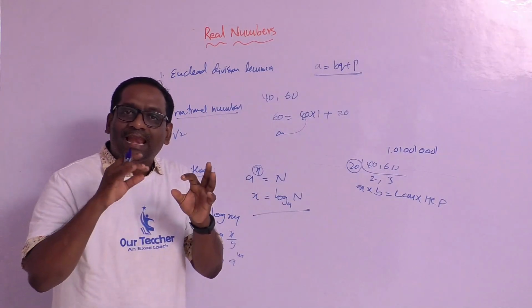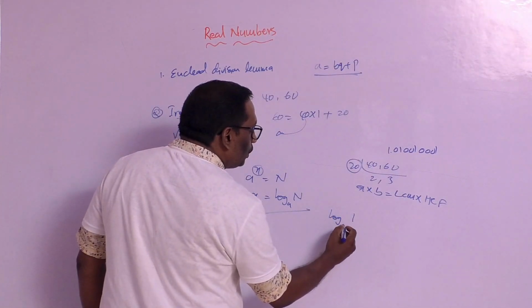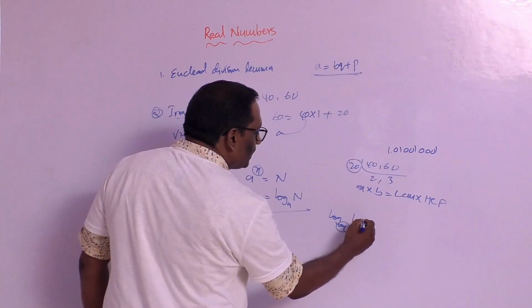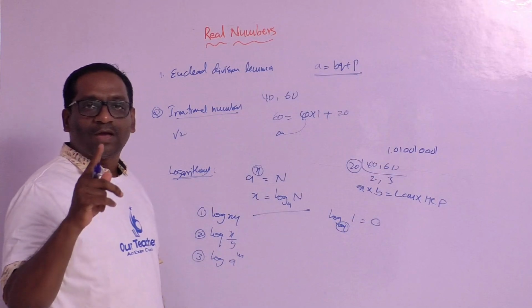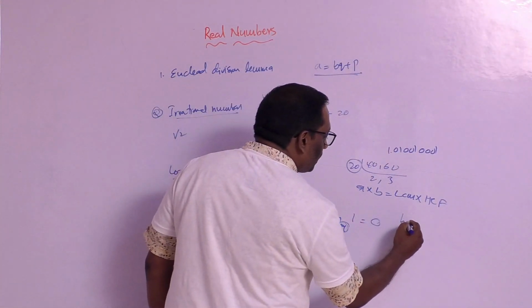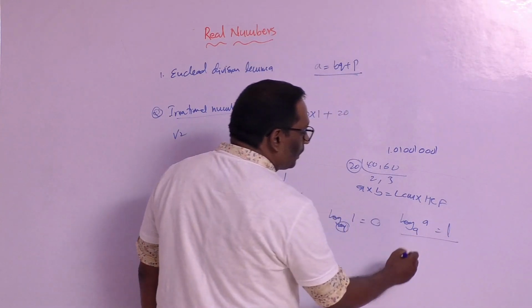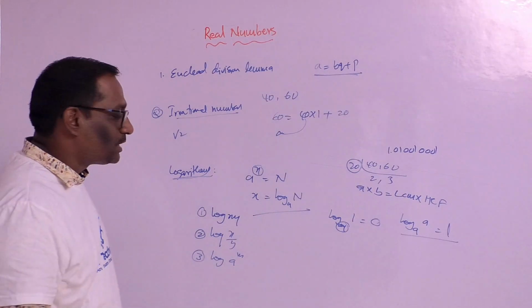The first one is the logarithmic value of 1. The logarithmic value of 1 to any base, its value is 0. Logarithmic value of 1 for any base, its value is 0. And coming to the next one, log of a number to the same number as base, its value is 1. So these two are the important notes in this topic.